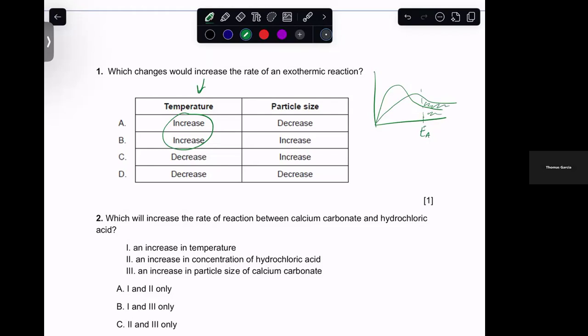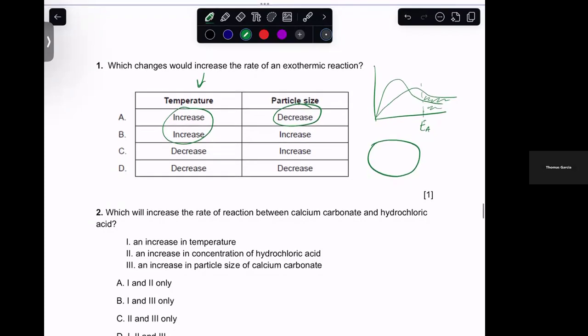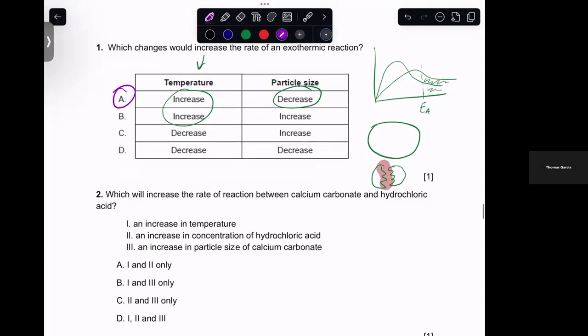Now, next we go to particle size. When we decrease particle size, we're increasing the surface area to volume of the thing. So, for example, an antacid tablet broken into two pieces would have so much more reaction surface area that we've added right along this little break. And so decreasing the particle size also increases rate. So our answer is A.